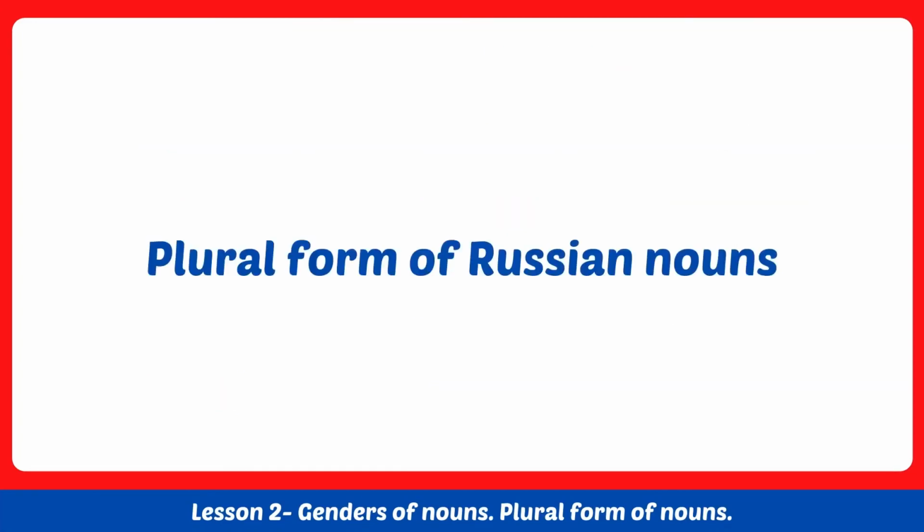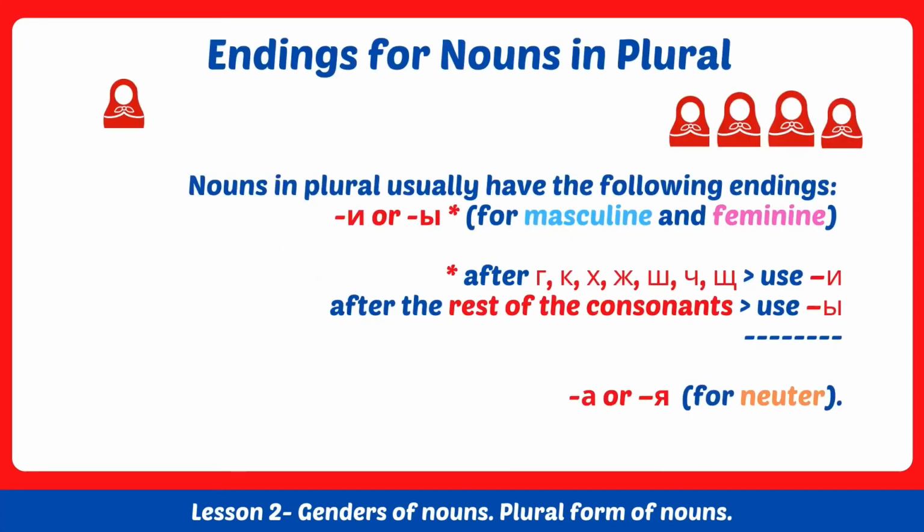Now let's speak about the plural form of Russian nouns. Nouns in plural usually have the following endings: ы or и for masculine and feminine gender. When to use ы and when to use и? After Г, К, Х, Ж, Ш, Ч, Щ use и, and after the rest of consonants use ы. And for neuter gender, the ending in plural is а or я.